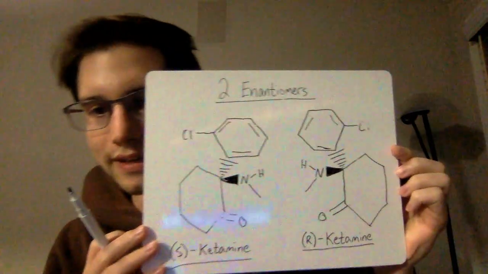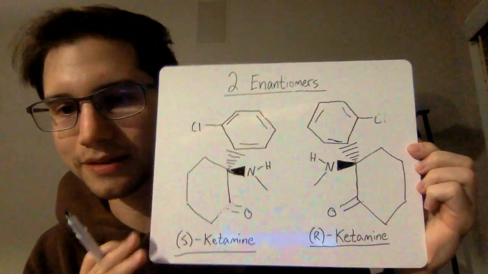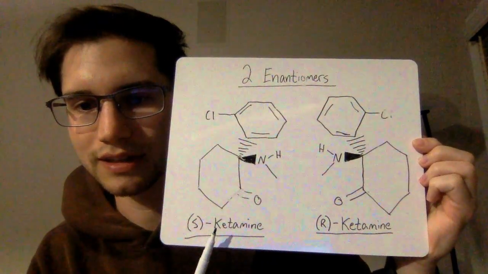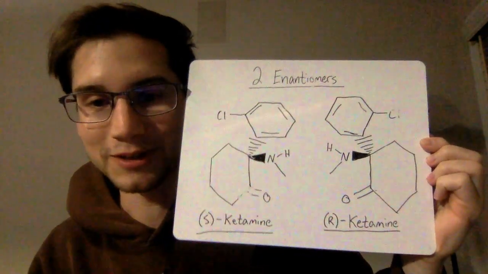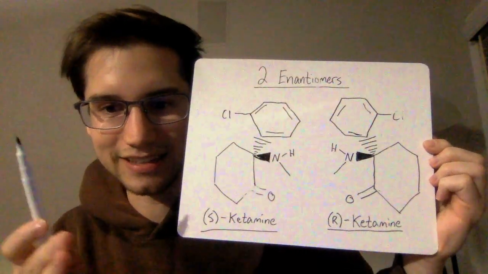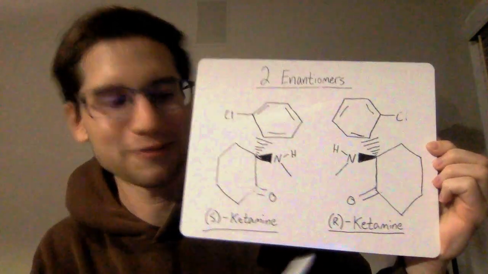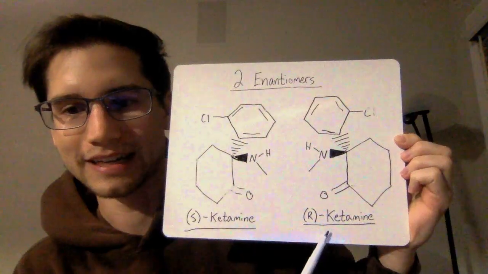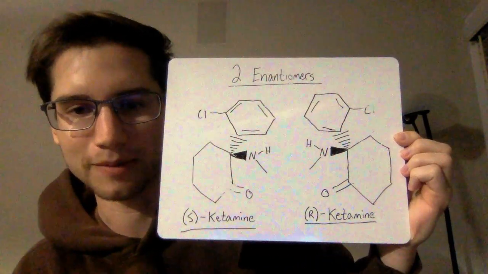All right. There are 2 enantiomers of ketamine. All right, we have our S-ketamine, which is commonly known as esketamine, so ES-ketamine. I know, very creative. And then the other enantiomer is going to be R-ketamine.